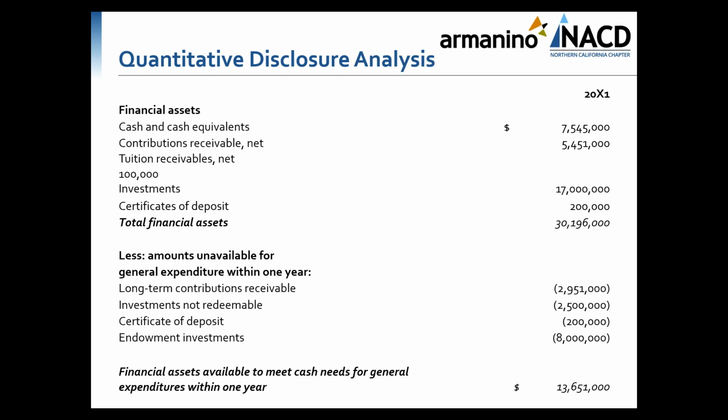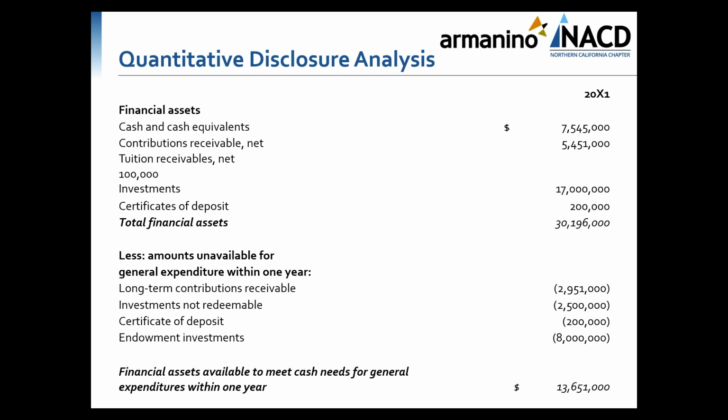If we just look at the quantitative piece of this particular disclosure, you'll see the total financial assets, which would be taken from the statement of financial position. This particular organization has identified their financial assets that we talked about at the beginning of our webinar today. Those include cash, receivables, investments, and CDs. So that's the first part of it. And then the second part of the quantitative disclosure analysis is carving out what is not available for specific reasons.